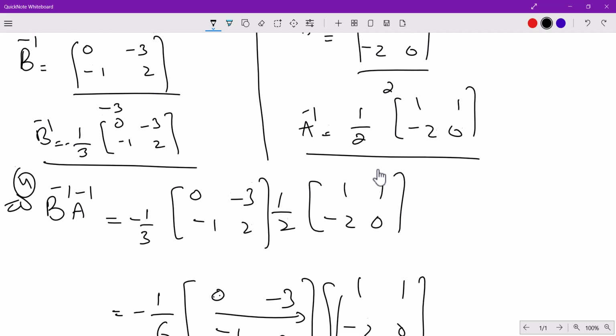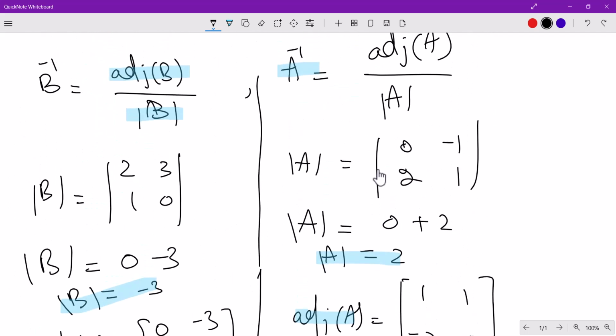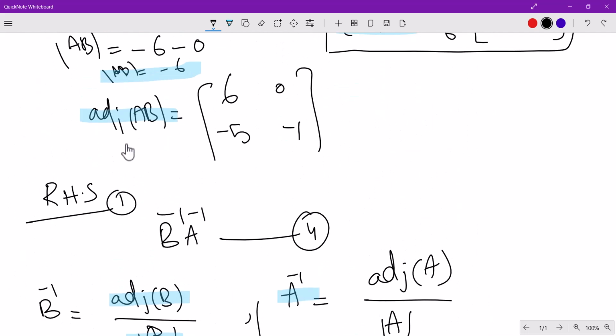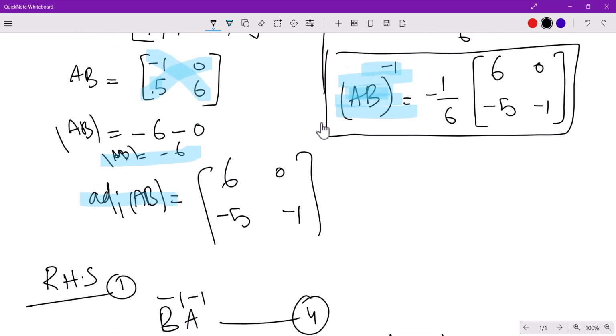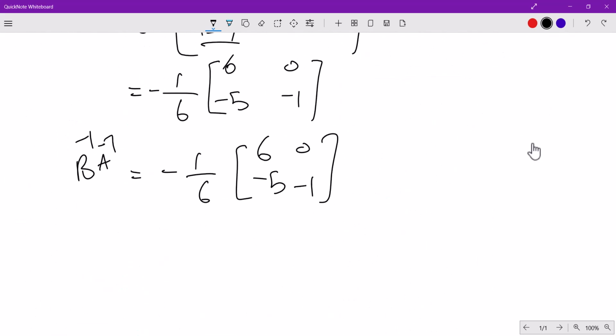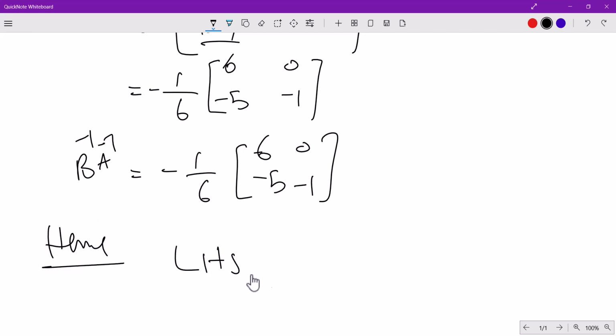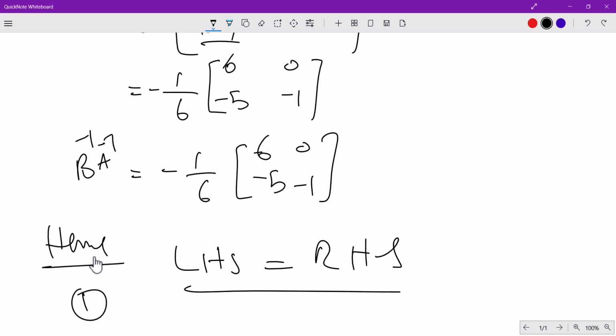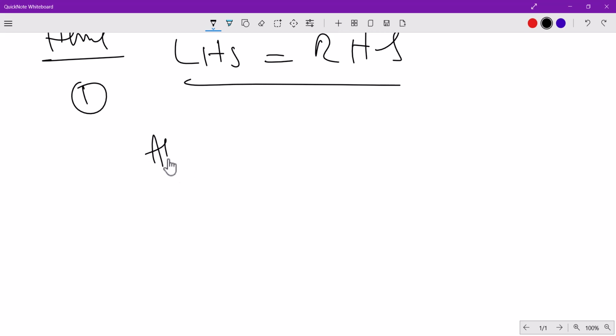Now the left hand side is equal to minus 1 divided by 6 into [6, 0; -5, -1]. Hence the left hand side is equal to the right hand side. Equation number 1 is satisfied, so (AB) inverse is equal to B inverse into A inverse.